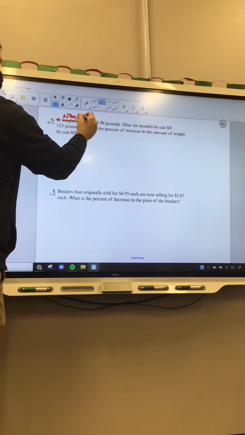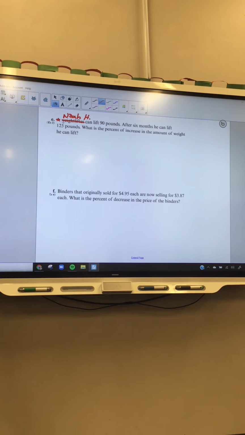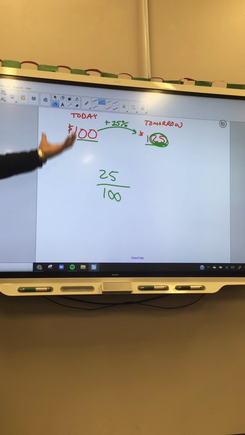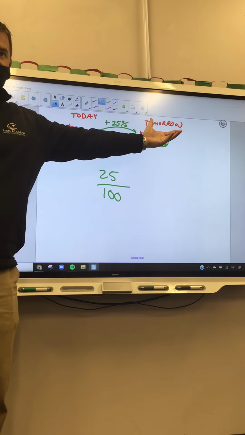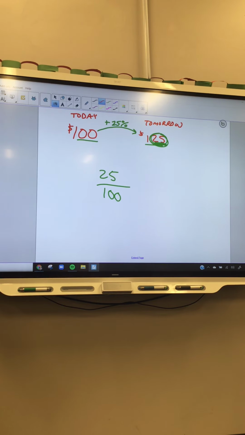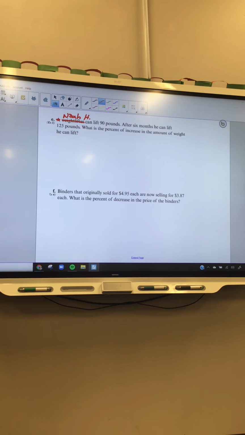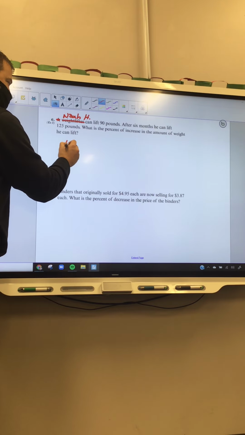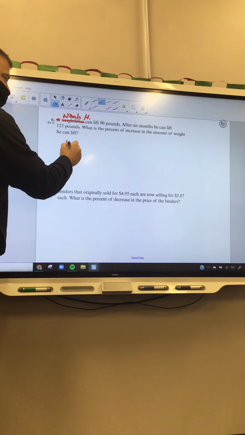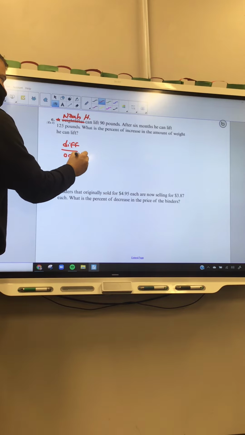Hey, Noah. Shouldn't that be 10 pounds? A Noah can lift 10 pounds. I mean 90 pounds. After 6 months, he can lift 125 pounds. This is real similar to what we started off with, right? Here's the first amount, and now the next amount increased. So we're going back to that same thing. What's the percent of increase? And again, we say, well, what's the difference? And we're going to take that difference and divide it by the original.